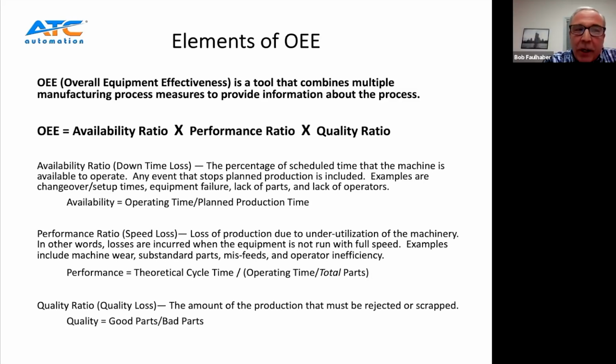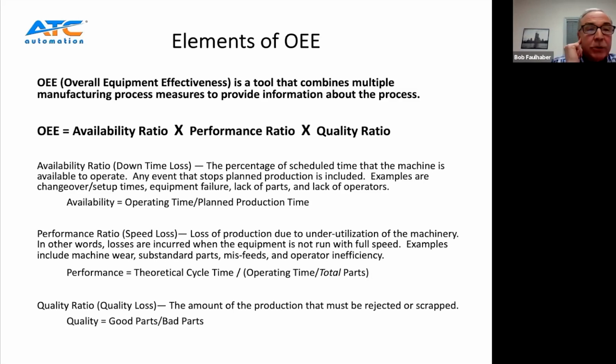So those are scheduled items that you remove from the calculation, because it's not available to actually be up and running. So that's out. But any unplanned event that causes the machine to stop is considered unplanned downtime. So that has to be included in this calculation.